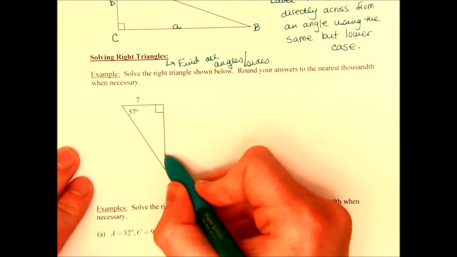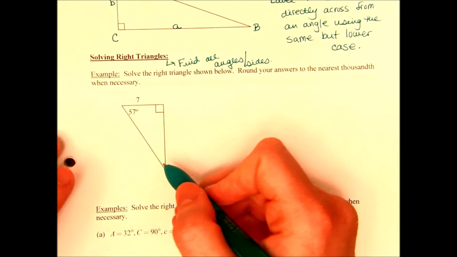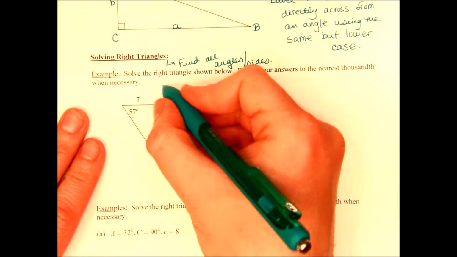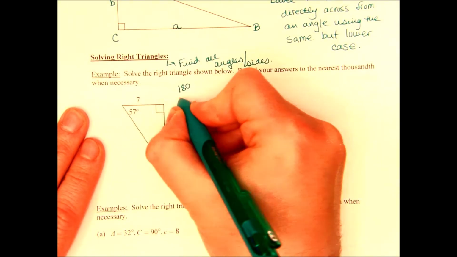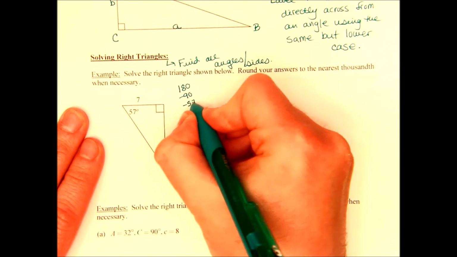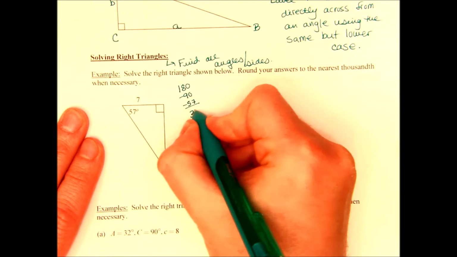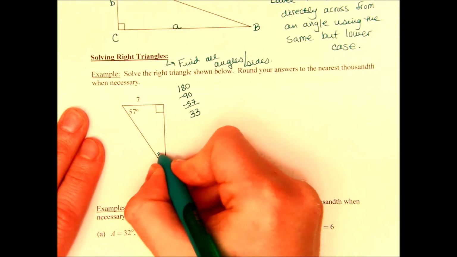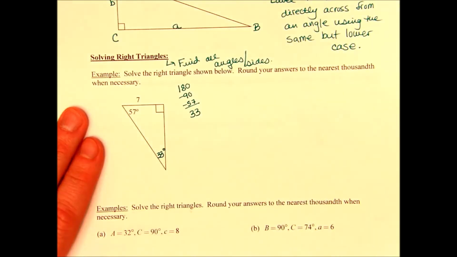First thing I'm going to do though, I think the easiest thing for me to first figure out is this missing angle over here. You know that all the angles in a triangle add to 180. So if I just do 180 minus 90 minus 57, it's going to give me 33 degrees, and I can label this angle over here as 33 degrees.